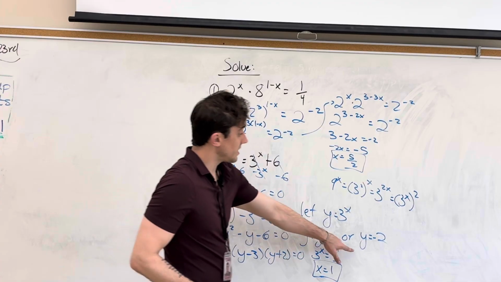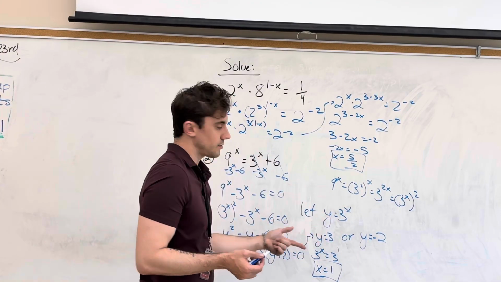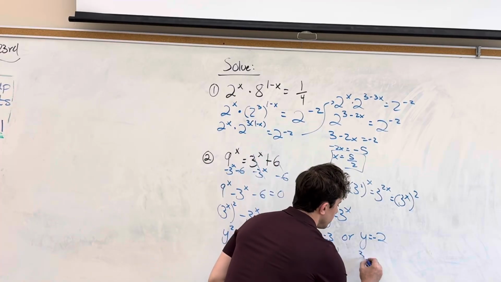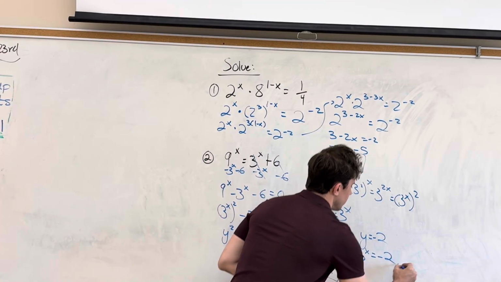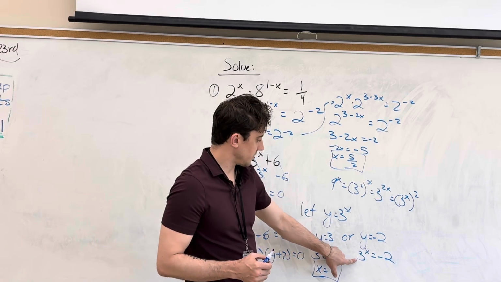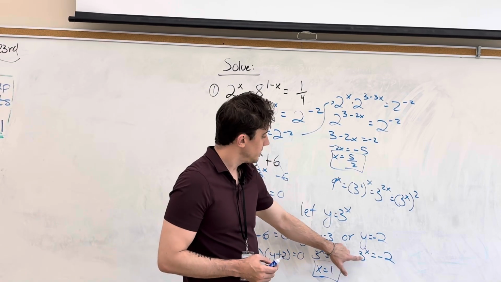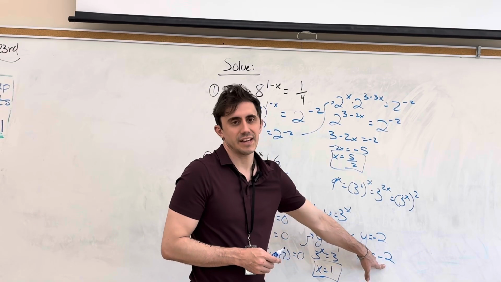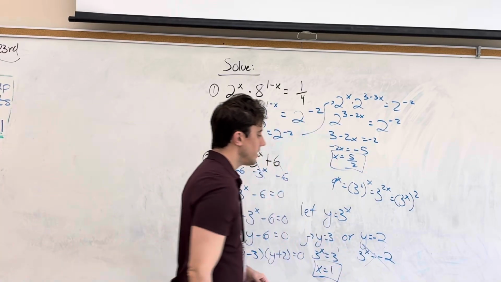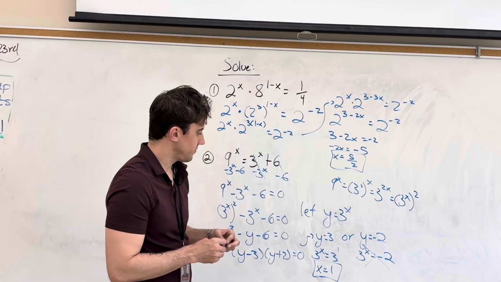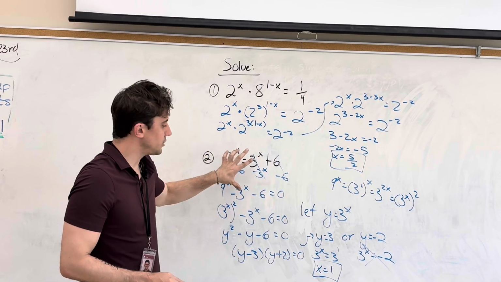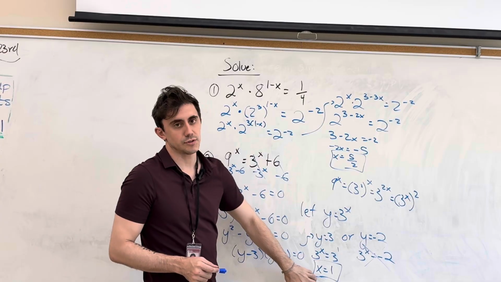For the second proposed solution, we have y is equal to negative 2. That means that 3 to the x is equal to negative 2. And if you know anything about exponents, a positive base to any exponent can never become a negative value. And so all that means is that we get no new solutions from that one. And so our one and unique solution to this equation is x is equal to positive 1.